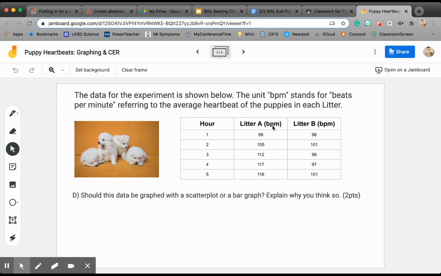When you go to slide number 2, it gives you the official data. It lets you know that BPM stands for beats per minute, and that's referring to the average heartbeat of the puppies in each litter. So, should this data be graphed with a scatter plot or a bar graph, and explain why you think so? My hint to you on this one is that they only give you hours 1, 2, 3, 4, 5, but think about, could I have data points between 1 and 2 hours? Could I have possible data points between 3 and 4 hours? If so, then I need to use a scatter plot.